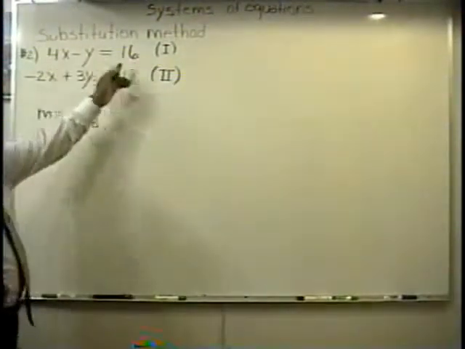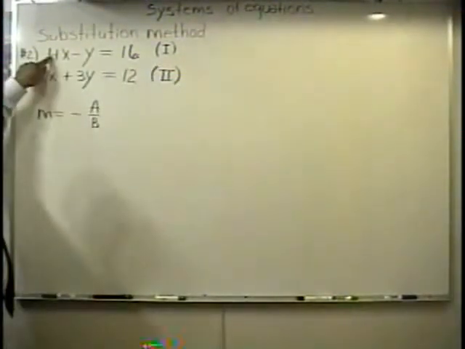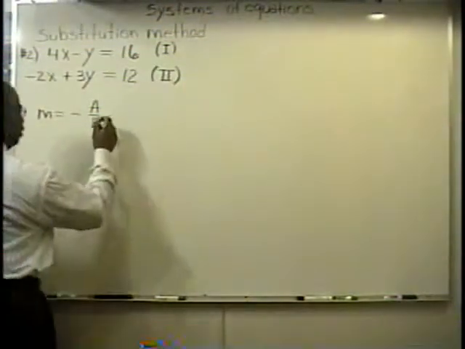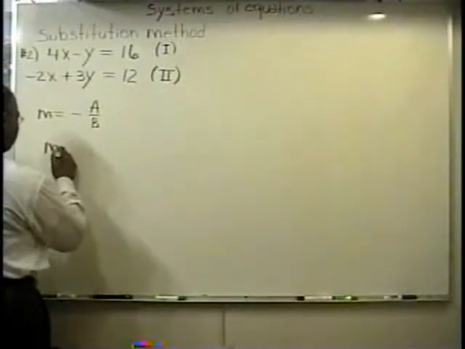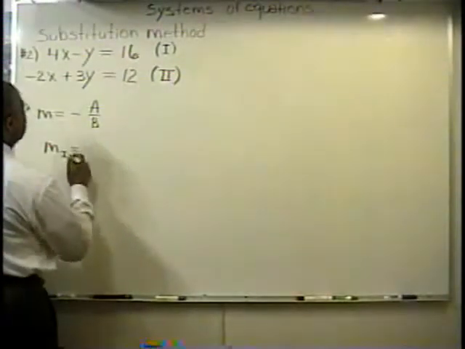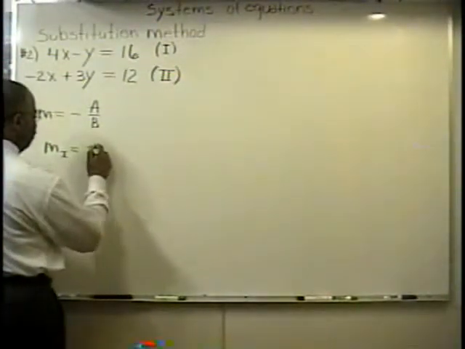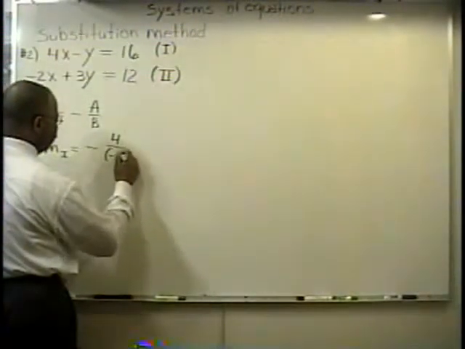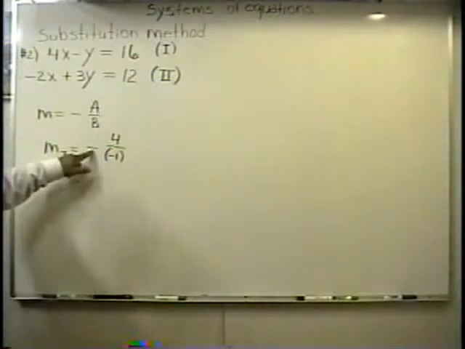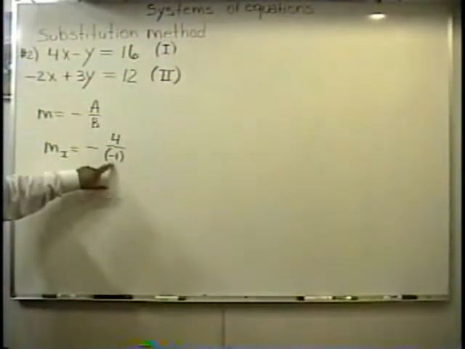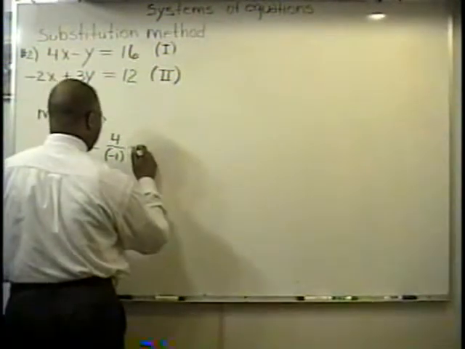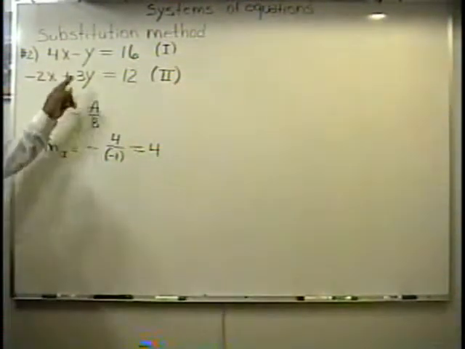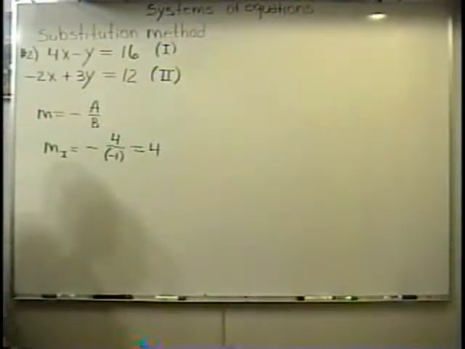So let's analyze equation 1 first. In this case, a is 4, b is negative 1. So let's check out the slope. For equation 1, the slope is minus 4 over that negative 1. But now we have negative times a negative, which is positive. So therefore, we know that the slope is equal to 4. So the slope for equation 1 is 4.